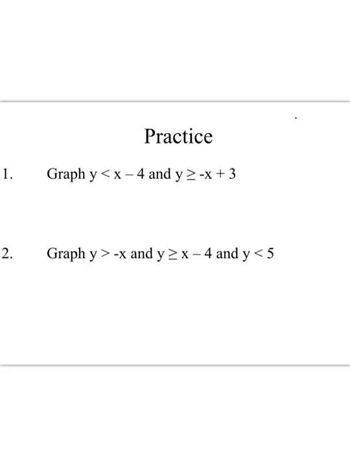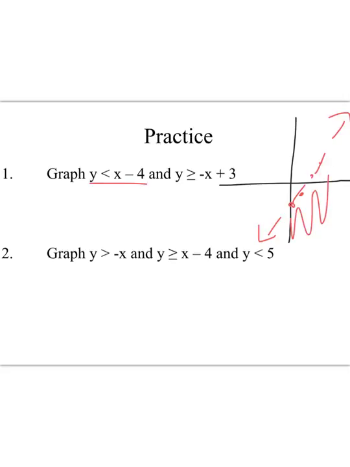Since I don't have the graphs for these, I'm just going to sketch as best I can. The first graph I'm going to make red. I'm going to start at 0, -4. My slope is up 1 over 1, and it's going to be a dotted line. When I plug in 0, 0, I end up with 0 being less than -4. That is not true, so I'm going to shade in the bottom half of the graph.